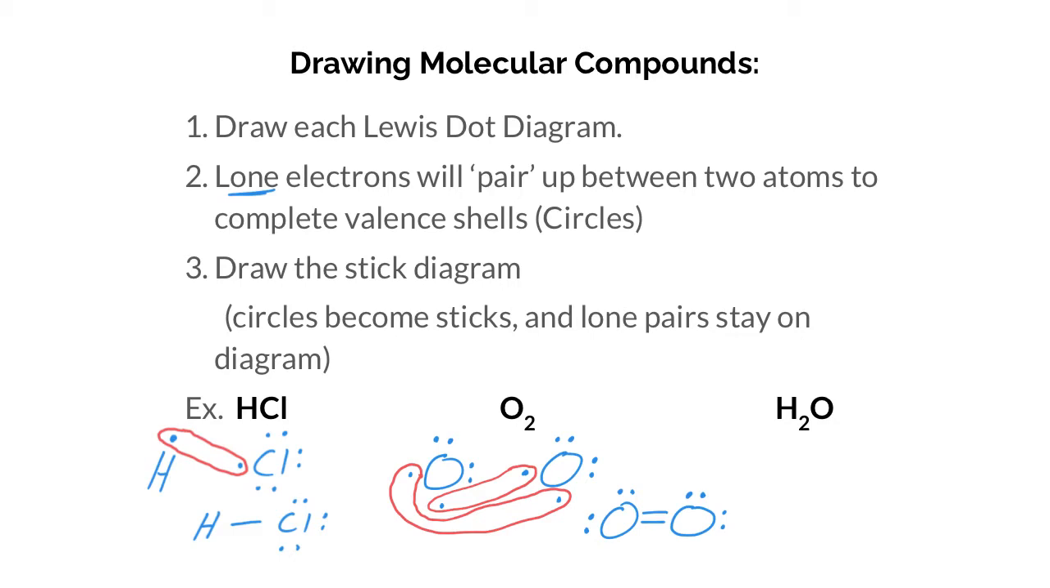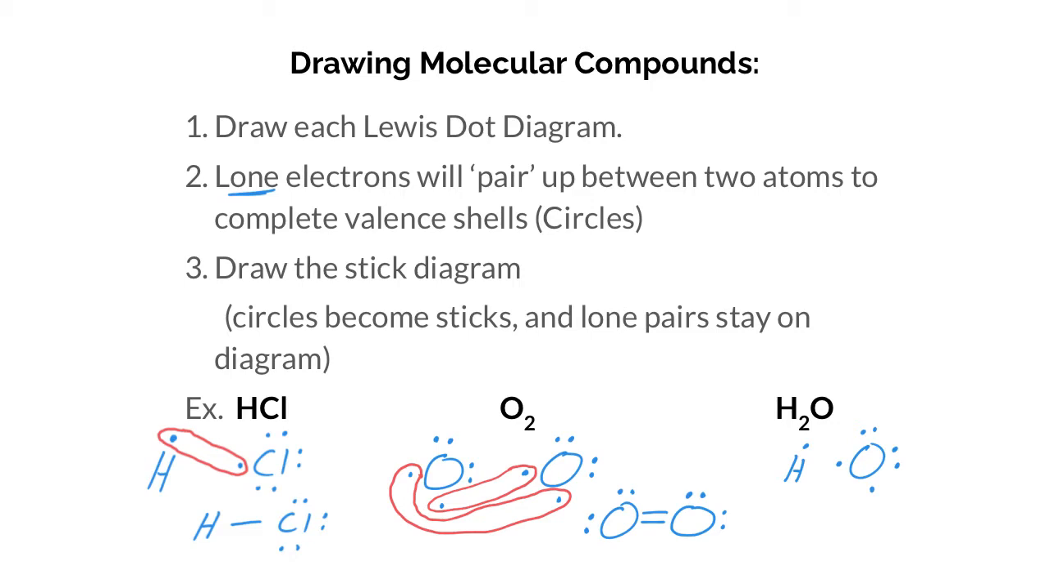Our final example on this page is H2O. If you want to pause the video and draw it for yourself, go ahead and do that now, and then press play again when you're ready to check your answer. Let's draw it here together. My H has 1 electron. Oxygen has 6 electrons.